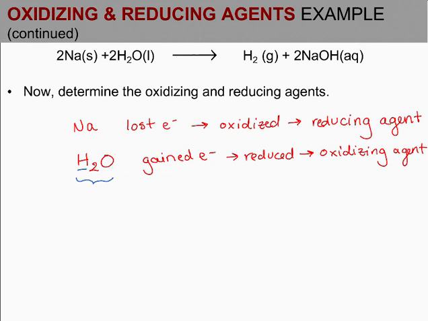Okay, so now that we know how to determine whether we have a redox reaction, we can also, of course, determine what is our reducing agent and what is our oxidizing agent. Again, if we didn't have a change in any of the oxidation numbers, then we would have a non-redox reaction.